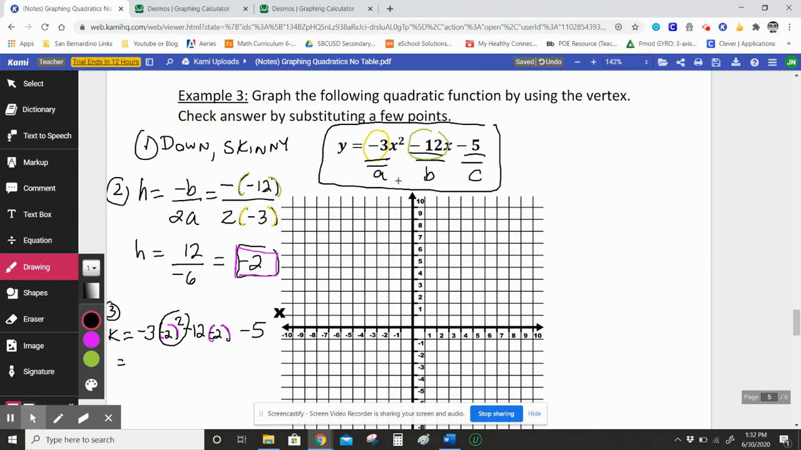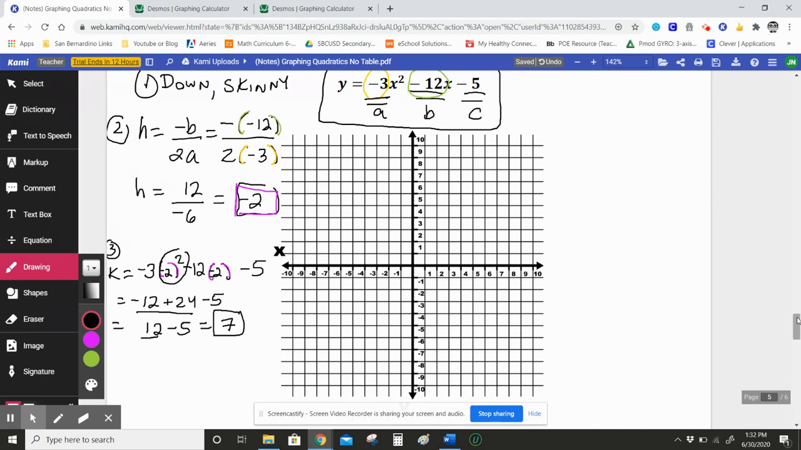This will give me 4. 4 times -3 is -12. -12 times -2 will be +24, and then subtract 5. So this will total out to 24 minus 12, which is +12, minus 5 when I combine like terms. And then the final answer for this will be +7. What did I just find? I just found the x and y coordinates of my vertex. So the vertex, which is (h, k), in this case would be equal to the point (-2, +7).